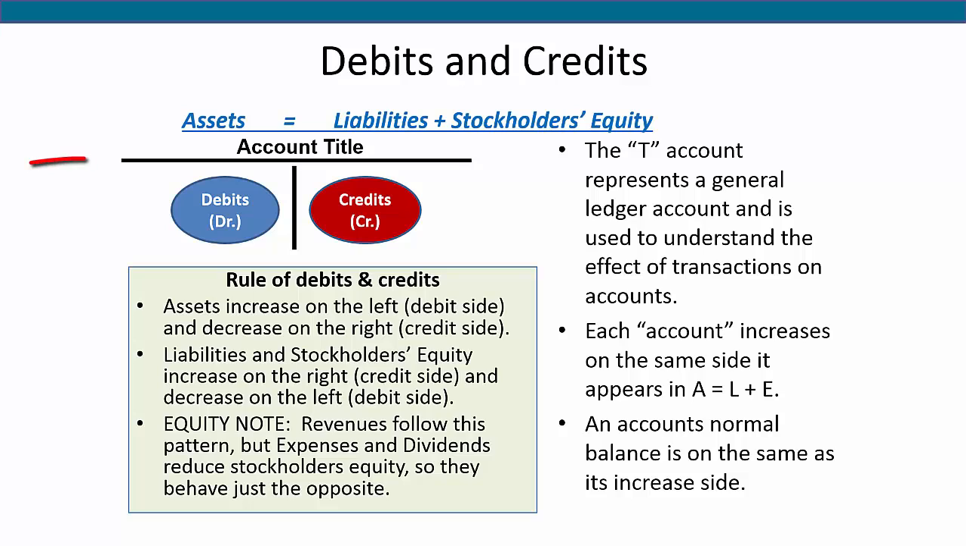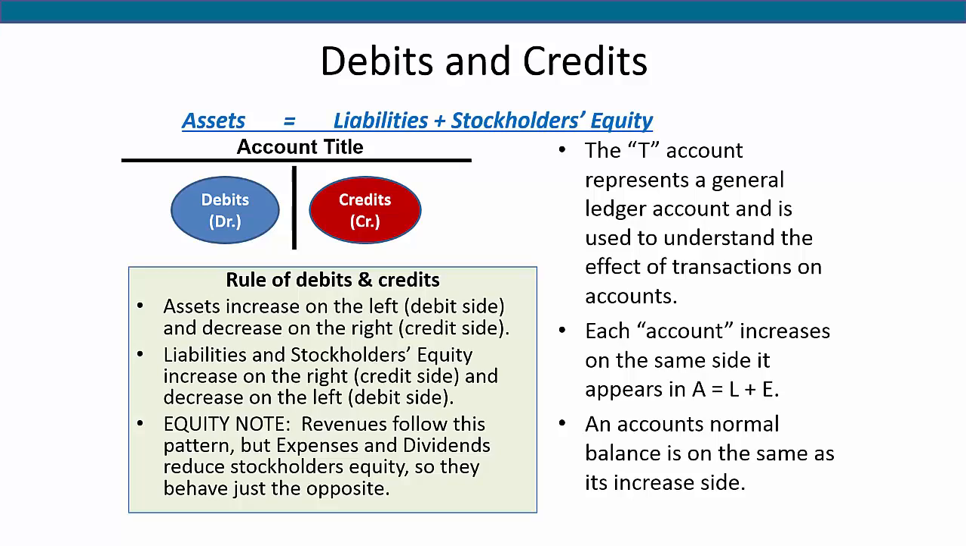First, accountants often use a tool called the T account to represent a general ledger account. It's a quick way to analyze transactions before we enter the information in the journal. But it is not a formal part of any accounting system. It does help us illustrate easily how transactions affect accounts.